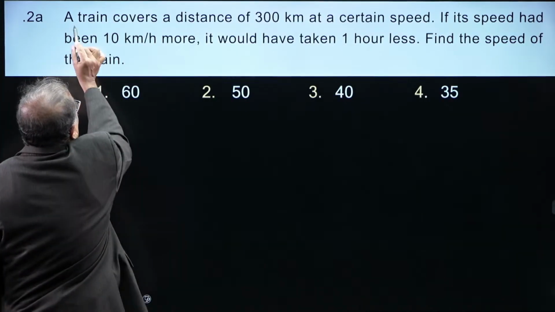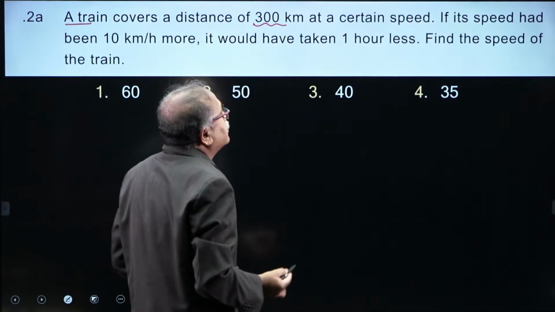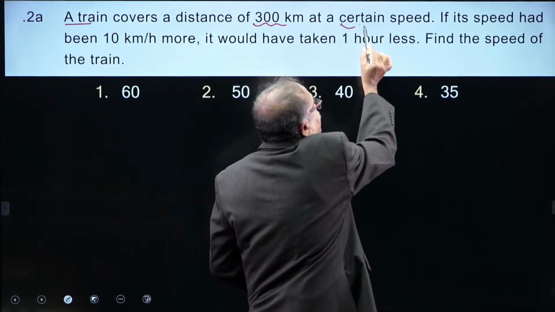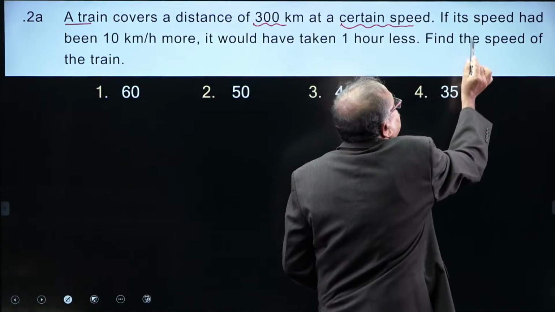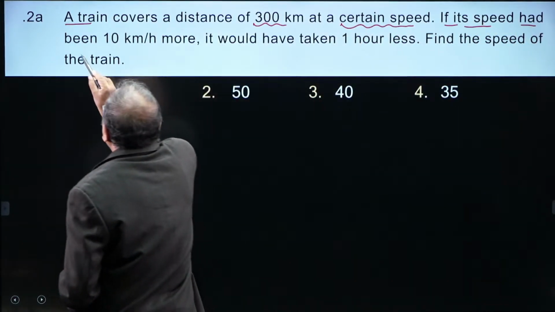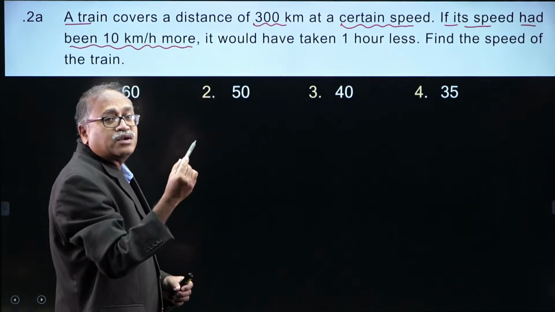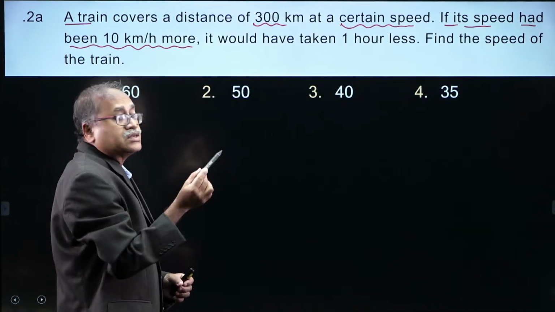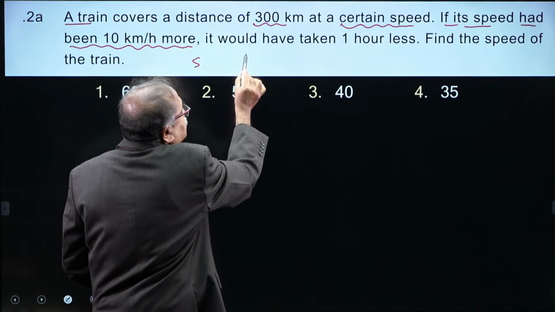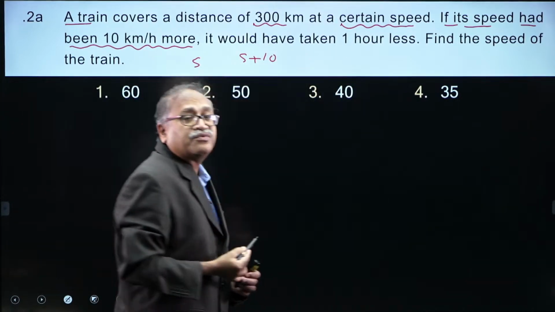Now, look at this one. A train covers a distance of 300 kilometers at a certain speed. I do not know the speed, but I know the distance. If its speed had been 10 kilometers per hour more, if the actual speed is s, now if the speed is s plus 10, then it would have taken 1 hour less.